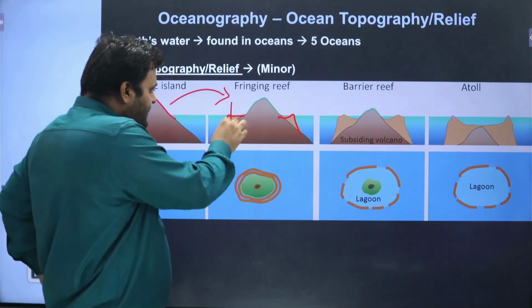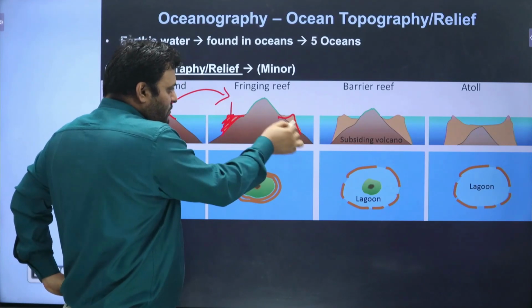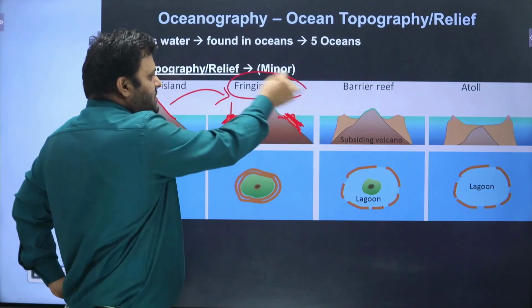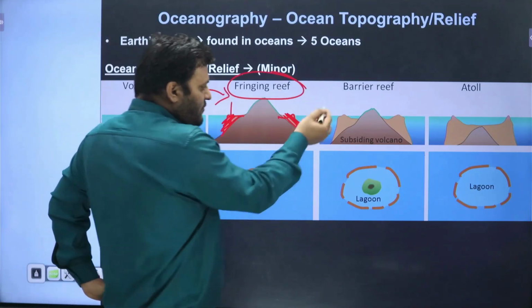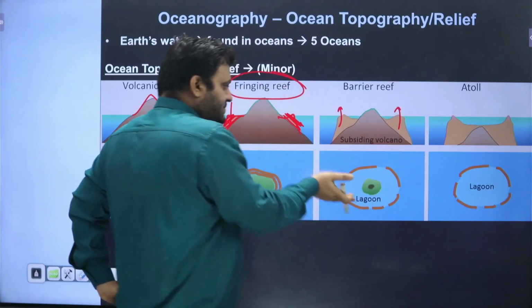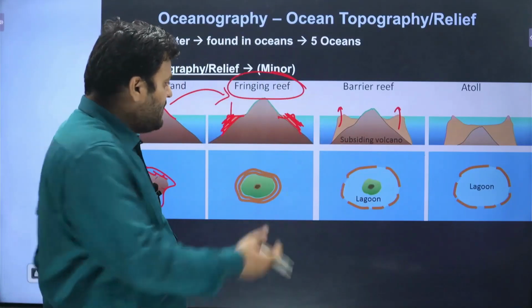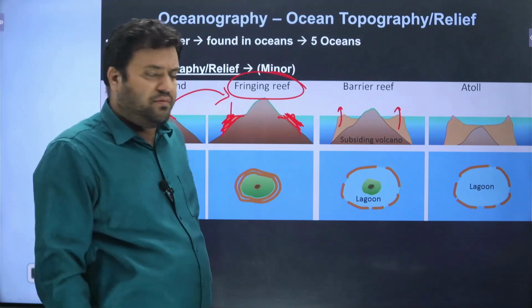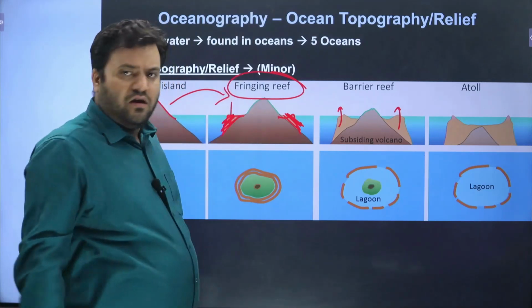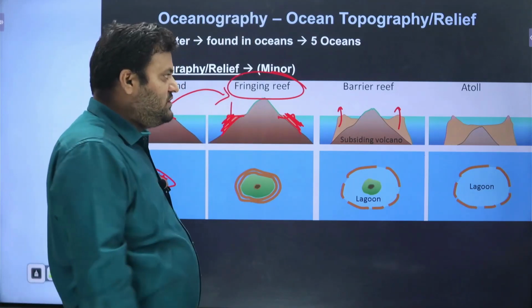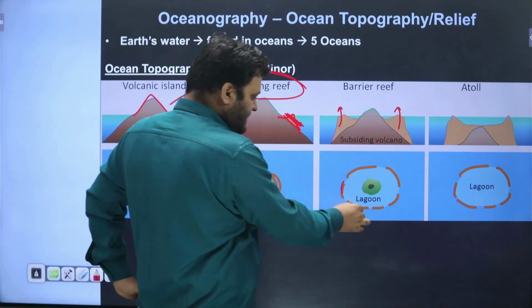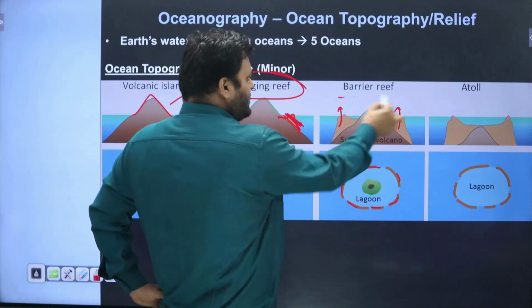So when we have coral polyps like this, for example, this will be known as a fringing reef. If we have further upliftment of these barriers, or let's say these corals, this kind of situation is called a barrier reef.